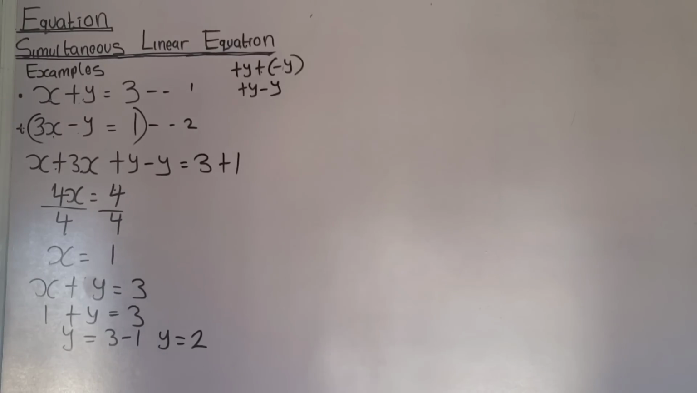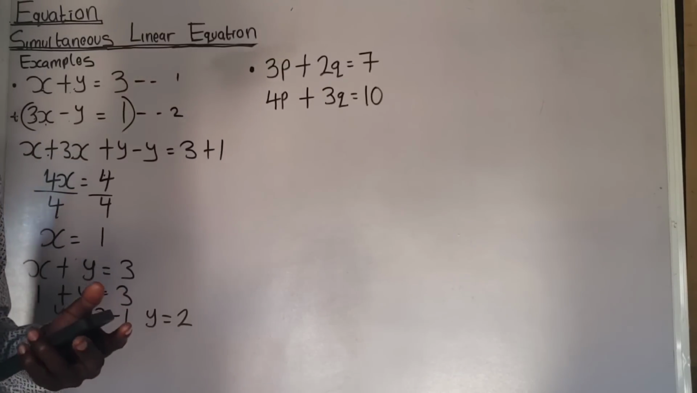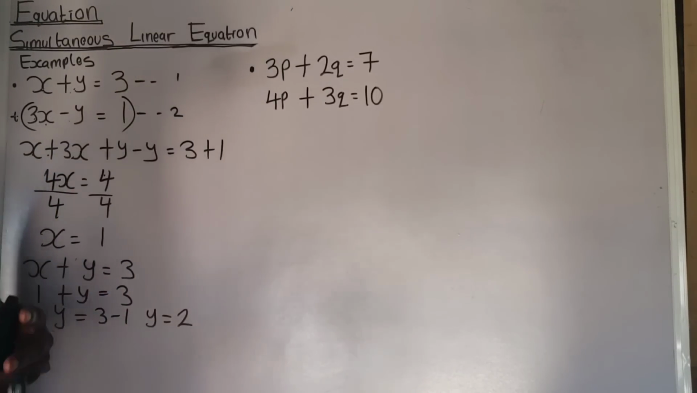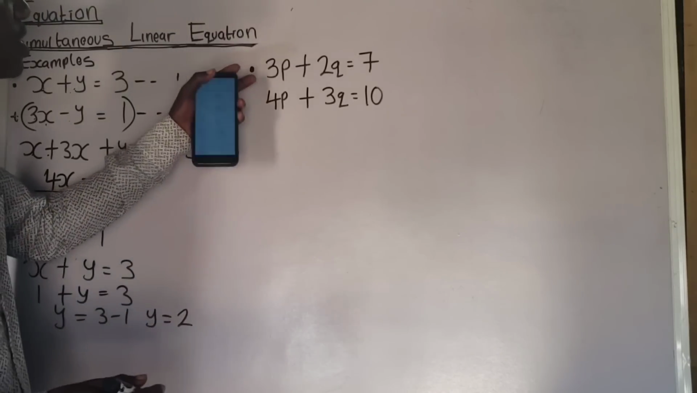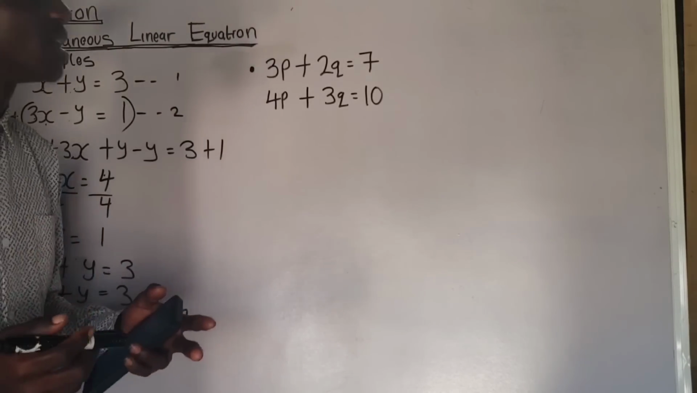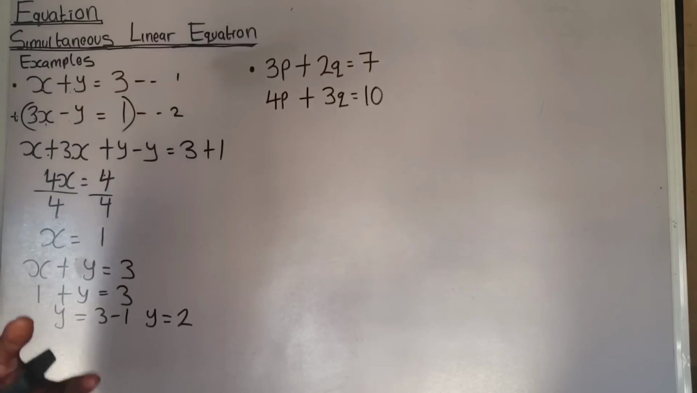Do you understand? Okay. Now let us have another worked example. Make sure you are getting the solution to each question. If you didn't understand, I will pause the video and listen to the explanation again. Okay. Now we have 3p plus 2q is equals to 7 and 4p plus 3q is equals to 10. We are asked to solve for the value of p and q.